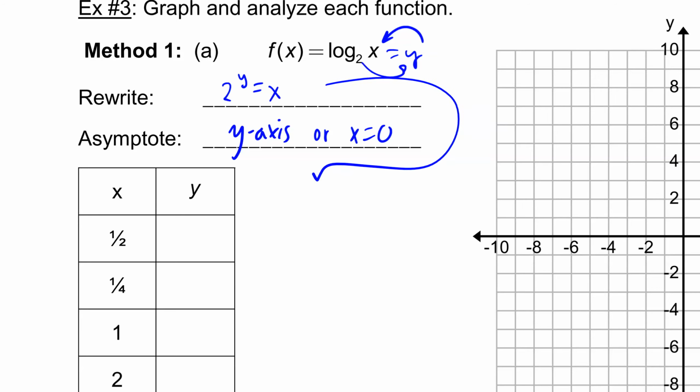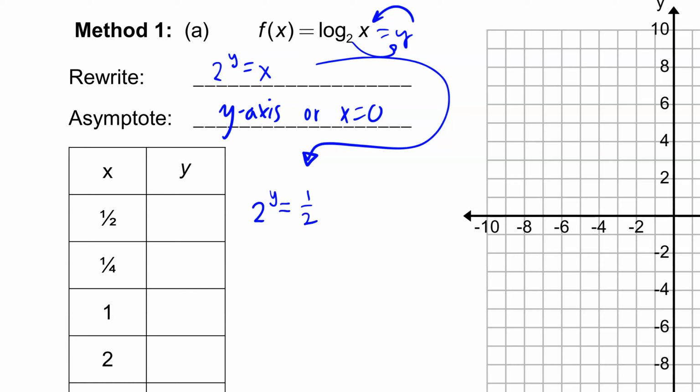So we're going to use the exponential function that we rewrote, and I picked some numbers for you. So we have 2 to the y power is equal to x. Here my x is 1/2. So 2 to what power is equal to 1/2? This is just going to be 2 to the -1 power, so the y is -1. 2 to the y power is equal to 1/4. Well, 1/4 is just going to be 2 to the -2.